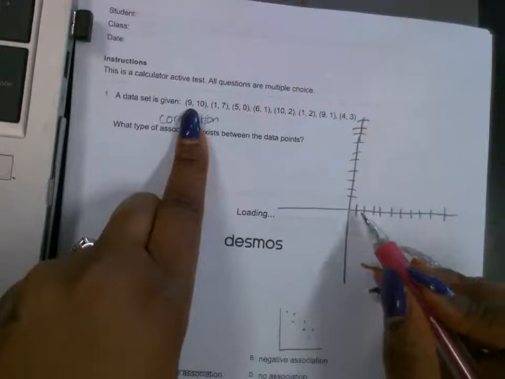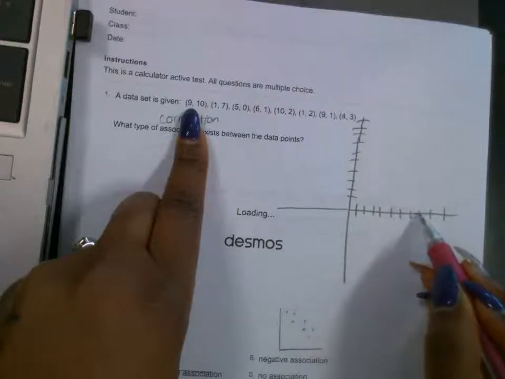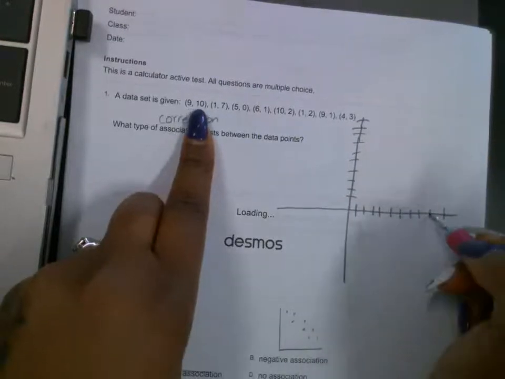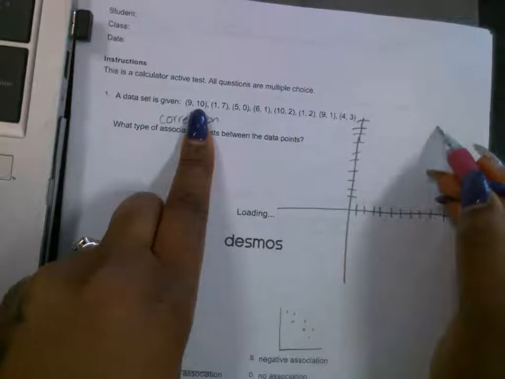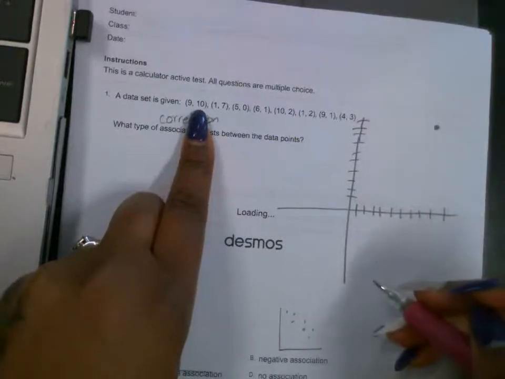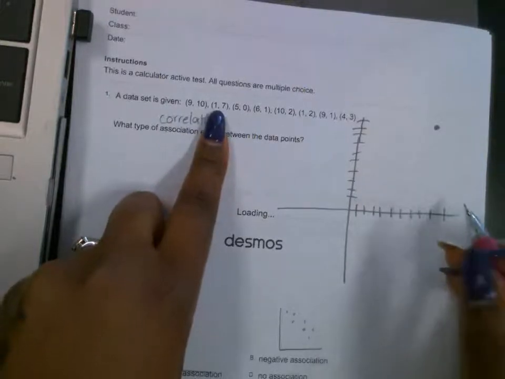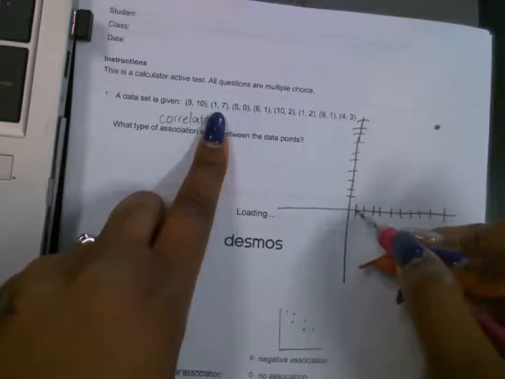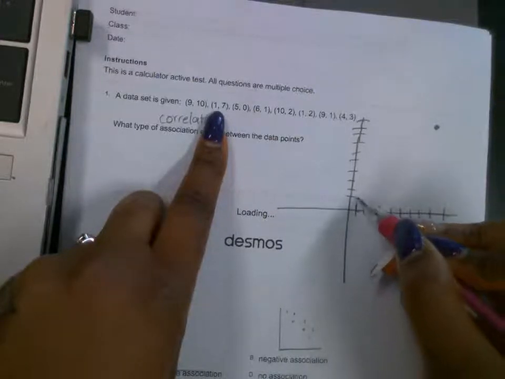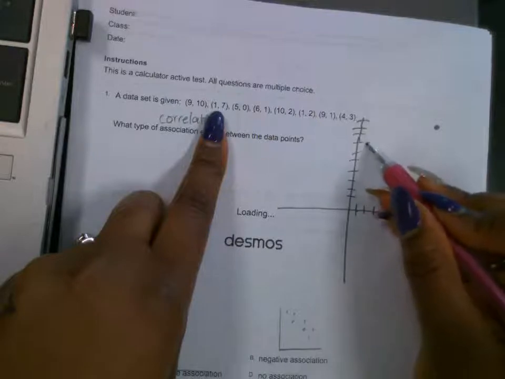Make sure y'all write this down, okay? 1, 2, 3, 4, 5, 6, 7, 8, 9, and then go up 10. Are y'all okay with graphing points? Then we got 1, go over 1, and then up 7. 1, 2, 3, 4, 5, 6, 7.